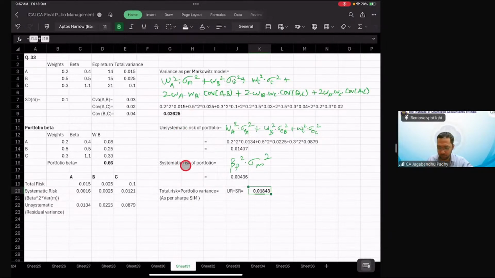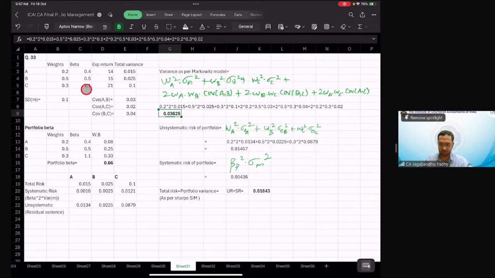In this variance of the Markowitz formula, are we considering all the securities, or just two, for the last question of the assignment? No. We are considering all the three securities.